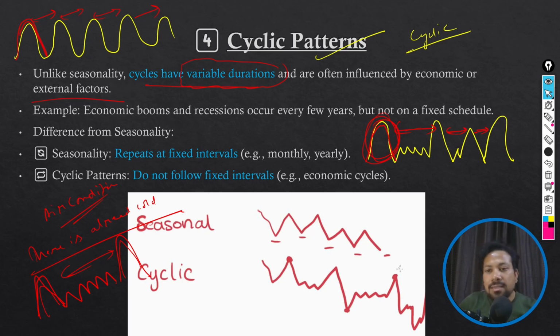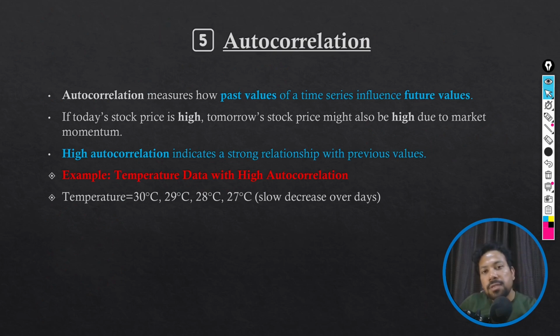Here I have already written that in seasonality, patterns repeat at fixed intervals, while cyclic patterns do not repeat at fixed intervals. So that concludes cyclicity. Okay, let's jump to the fifth point, that is autocorrelation. In order to understand autocorrelation, you first need to understand what correlation is. If you come from a mathematical background, then you have definitely heard about it. But if you are not coming from a mathematical background, it might be problematic for you.